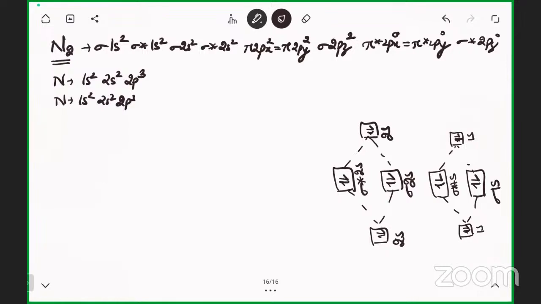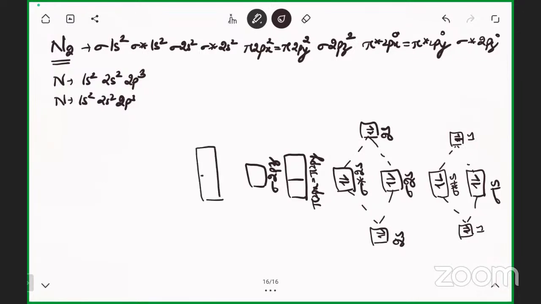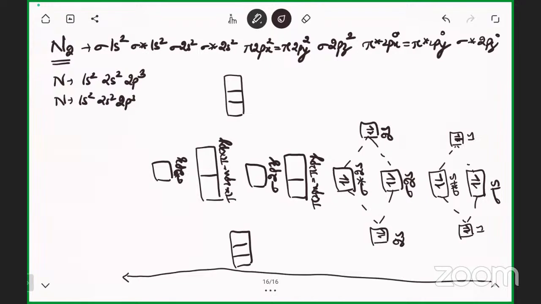Now let's move for the pi 2px equals to pi 2py. So this pi 2px and pi 2py have approximately equal energy. Then we'll move for the sigma 2pz. Then we'll go for the pi star 2px equals to pi star 2py. Then sigma star 2pz. In the mid, we know that we have 3 orbitals of p, and this is the increasing order of energy. Join all of them with the p orbital.